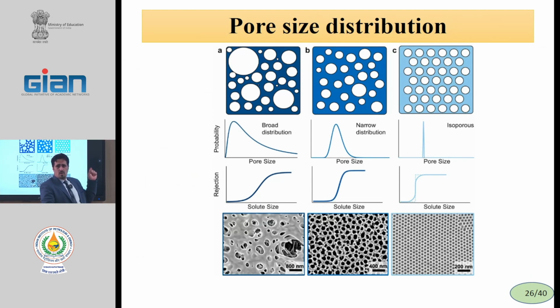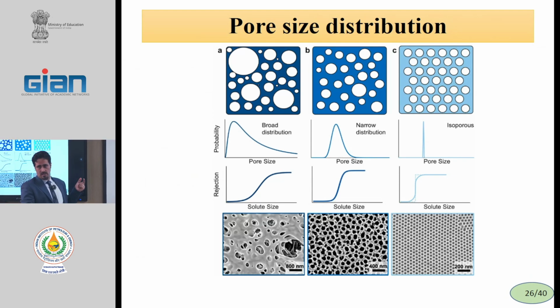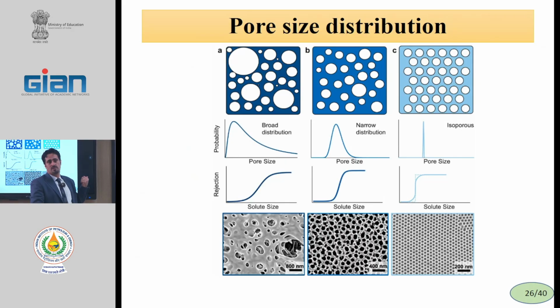Another aspect is pore size distribution. Pore size is different from pore size distribution. Pore size distribution means how similar the pore sizes are to each other. When we have a similar pore size, it is very good for selectivity, and these membranes have a sharp separation. If we can fabricate this membrane, it is very good, very interesting.